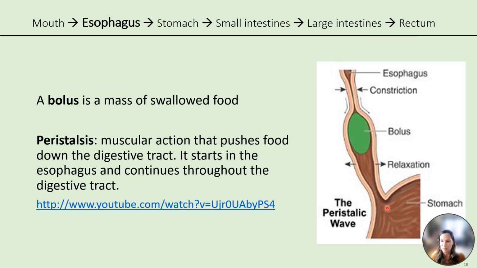Here's the esophagus, and there's this thing that happens called peristalsis, and this is a muscular action that pushes our food down the digestive tract. It starts up in the esophagus, and it continues throughout the digestive tract, and this is something that is involuntary. When we swallow, peristalsis automatically happens to push this food down through our digestive tract. And I have a nice little video. I include the link here because I show this in my in-person class, and I'm gonna make sure that you guys have this link too on the course webpage.